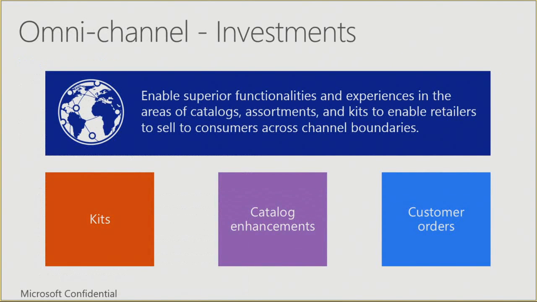So as part of this specific session, we're going to talk about the different pieces that join together to enable the original vision that we started out with, called omni-channel commerce, and the investments that we have done to enable omni-channel commerce in the areas of kitting, catalogs, and customer orders. With regard to catalogs, there are a couple of things we'll also cover today.